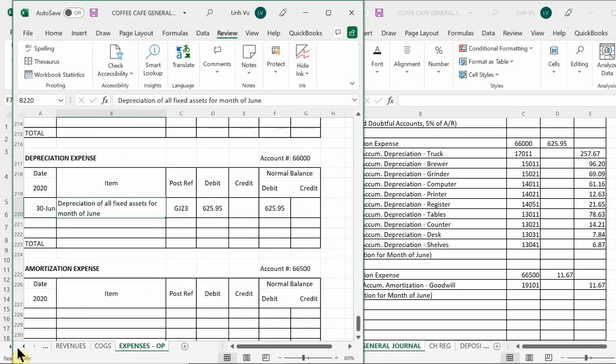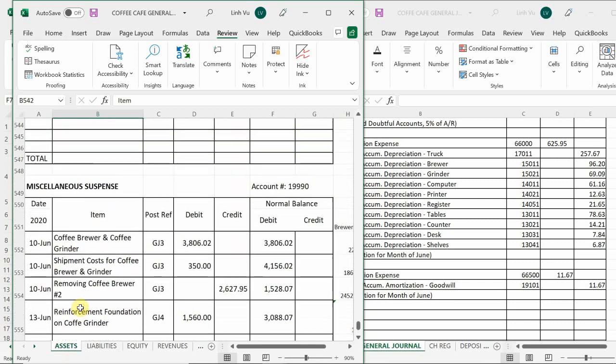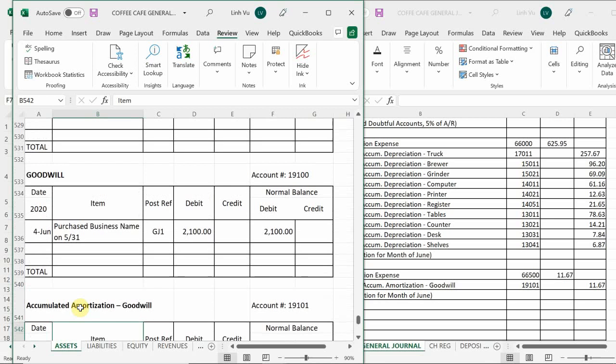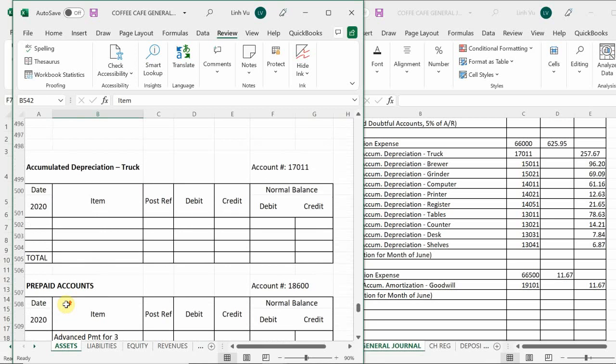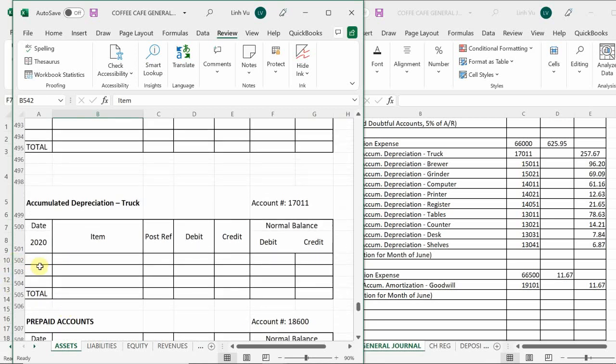Now one by one, you're going to go through all the accumulated depreciation. Okay. Starting with the first one is our truck. So accumulated depreciation for the truck. I'm just going to put adjustment entry because it's pretty straightforward. For a credit of $257.67.